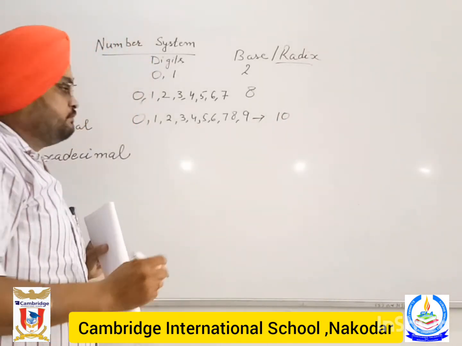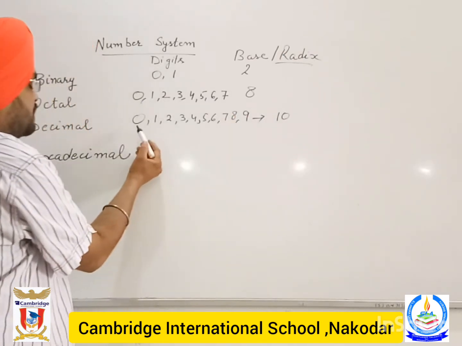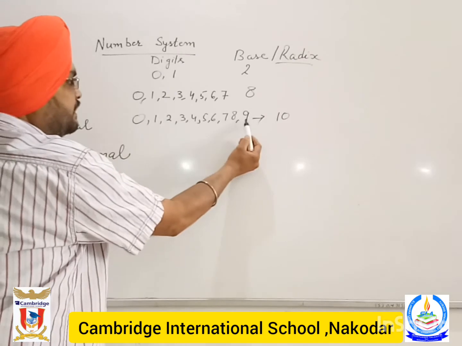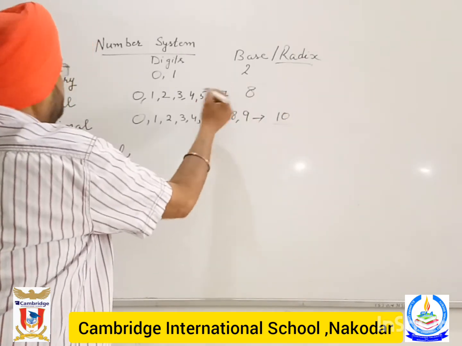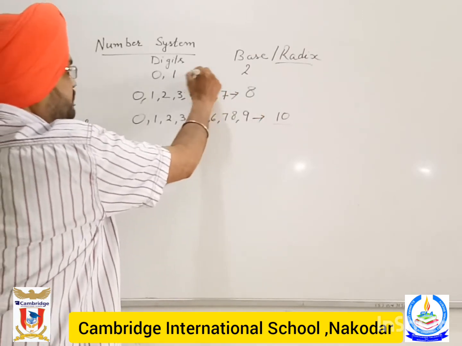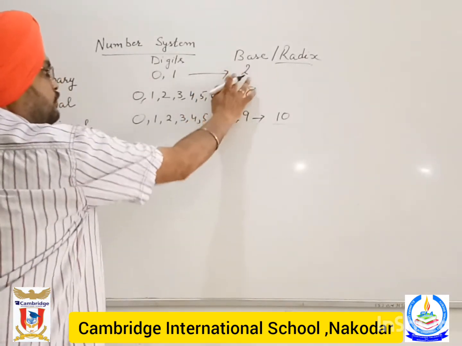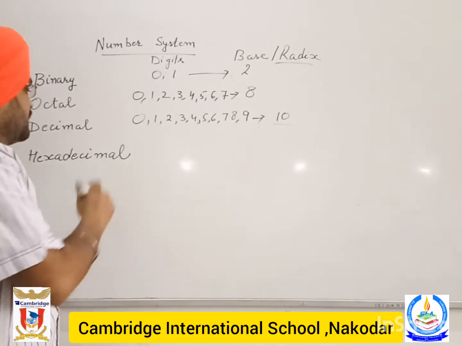Its digits will always be 1 less than the base. So starting from 0, 1, 2, 3, 4, 5, 6, 7, 8, 9, and its radix or base is 10. Octal's base is 8 and binary's base is 2. Base will be required for conversion of one number system to another number system.